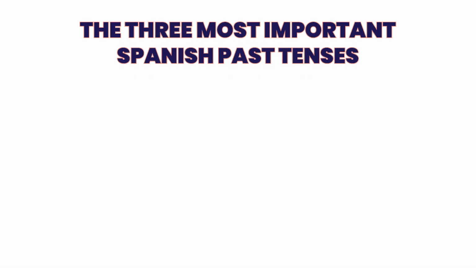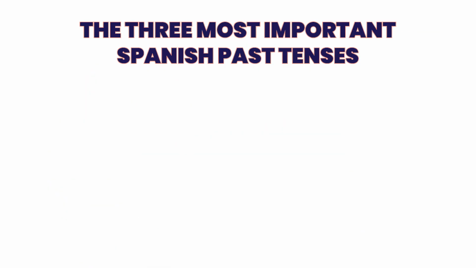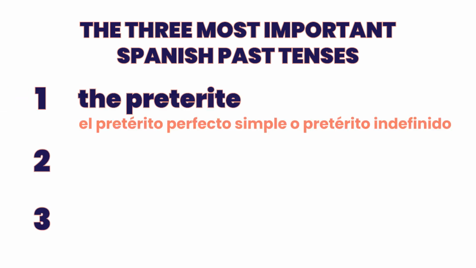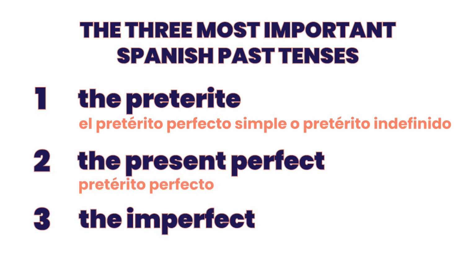Of course, there are more than 3 different past tenses in the Spanish language. But the 3 most important past tenses that you need to know as a beginner or intermediate speaker are the Spanish preterite, El pretérito perfecto simple o pretérito indefinido, the Spanish present perfect, Pretérito perfecto, and the Spanish imperfect, El pretérito imperfecto.